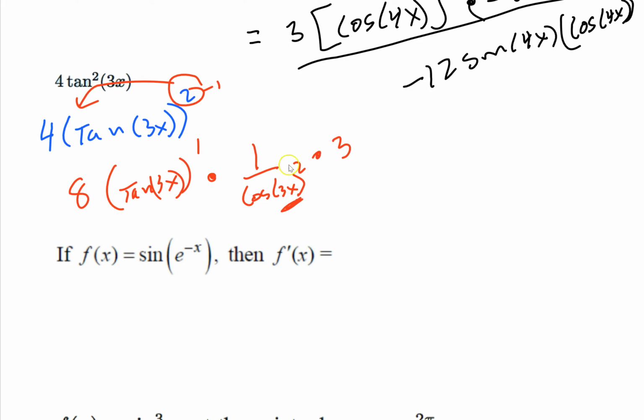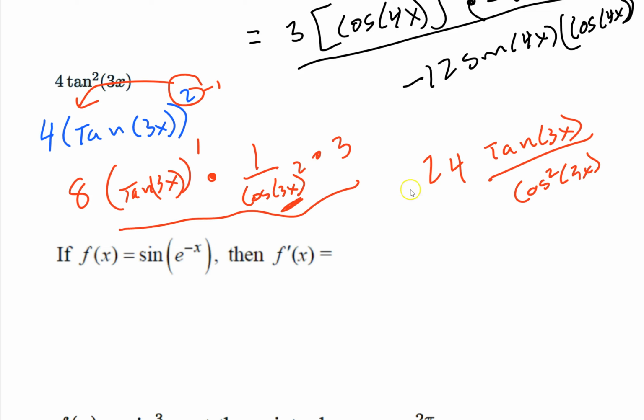If you want to simplify, you can simplify it: 24 times tan 3x over cosine squared 3x. Again, you don't have to do that unless they specifically ask you, but that's what it looks like. Right, so this or this. Couple more.